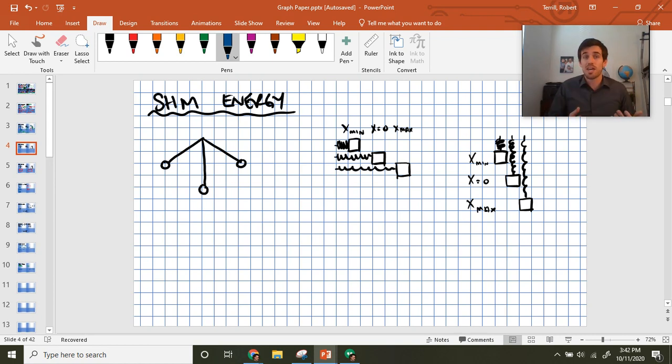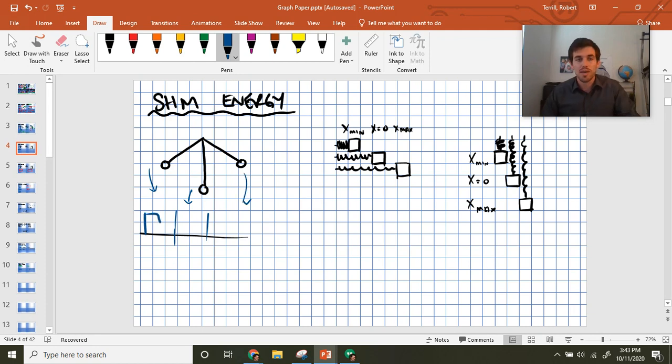Because while we're going to use energy to figure out a lot more than we can with forces, we also don't have to do nearly as much work along the way. So let's start with this pendulum going back and forth. I'm going to divide it into 3 different moments. Here's the moment where it's at the furthest left, right there at the equilibrium position, and right there at the furthest right.